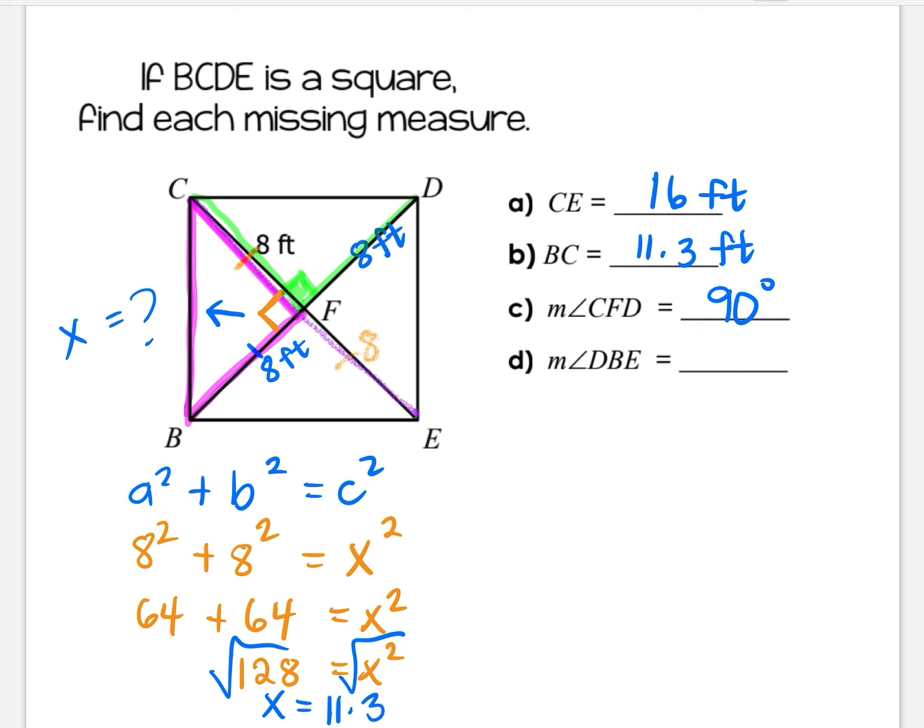The next question is find the measure of angle DBE. So let's locate where DBE is. DB, so DBE. So that's referring to this angle. Since this is a square, the whole corner measures 90 degrees. So half of 90 is 45. So this angle here is 45 degrees. So then therefore, letter D, the answer is 45 degrees.